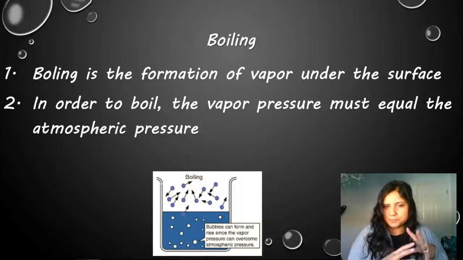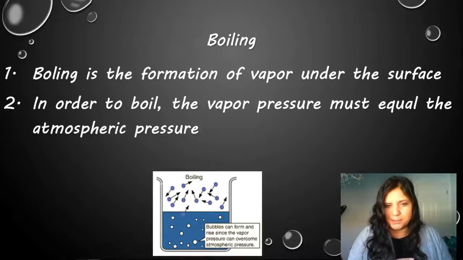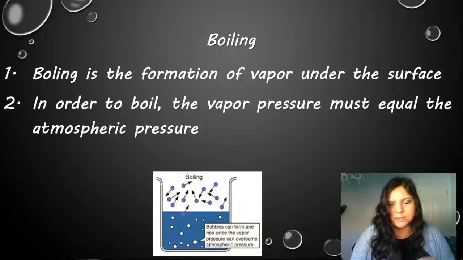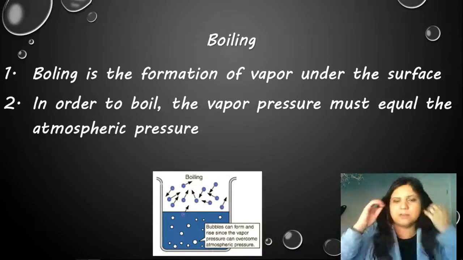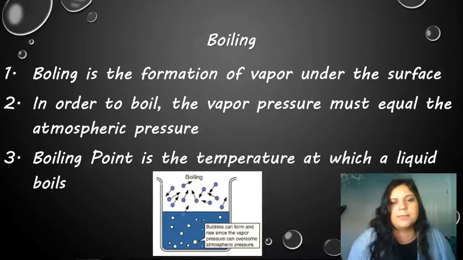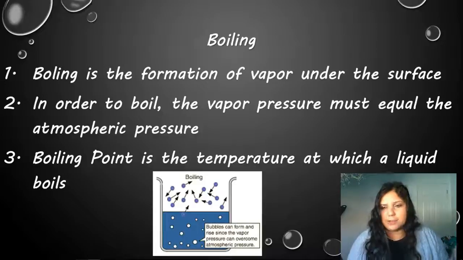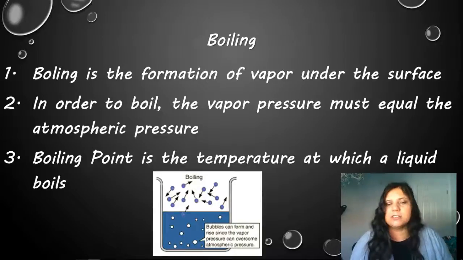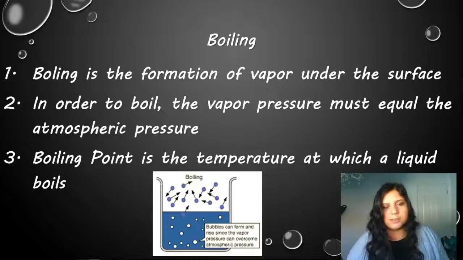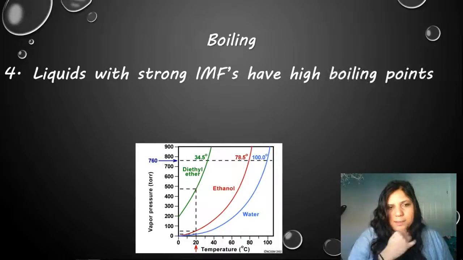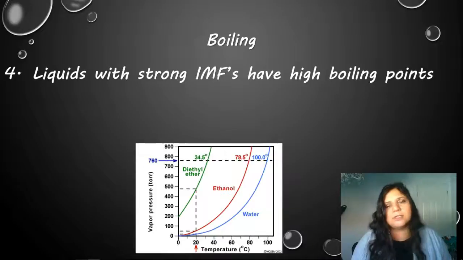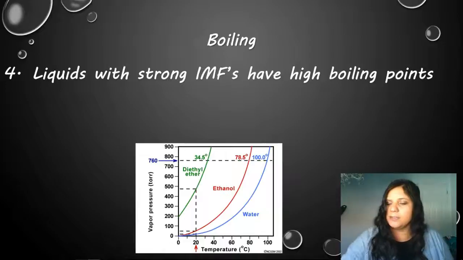Those bubbles are not air bubbles. They're the gaseous form of whatever liquid is inside. And those then rise, and you start to see boiling. The boiling point happens at a certain temperature for a particular pressure. Now, if pressure changes, the boiling point temperature changes. So it says here, boiling point is the temperature at which a liquid boils. Things that have strong intermolecular forces will have high boiling points because you have to add lots of energy to get them to overcome those strong intermolecular forces.